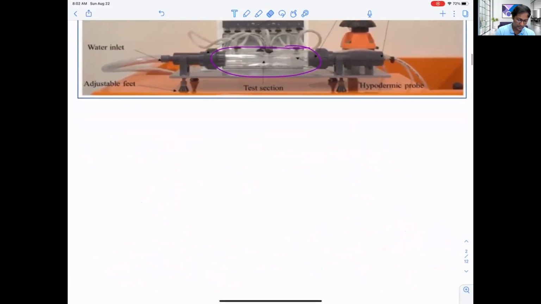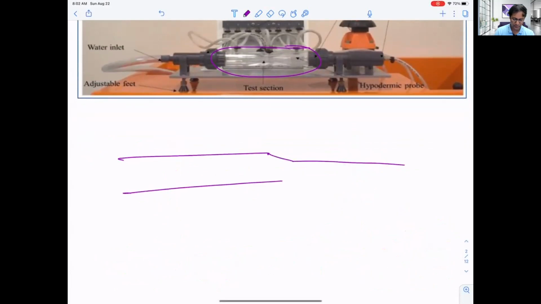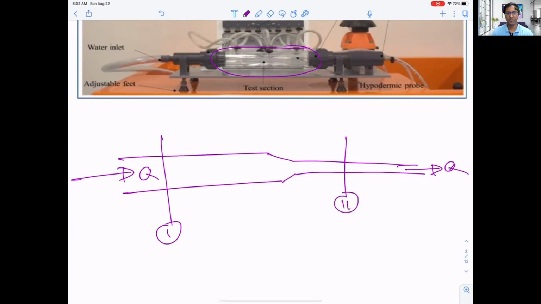Suppose we have a pipe here with this diameter, and now it is narrowing down this way, so the diameter is different. However, we have the same flow, Q in and Q out. We have section 1 here and section 2 there. With the same flow rate Q, the velocity will be different. We'll have V1 here and V2 there. So what will happen to the pressure if we insert a piezometer here and a piezometer there?